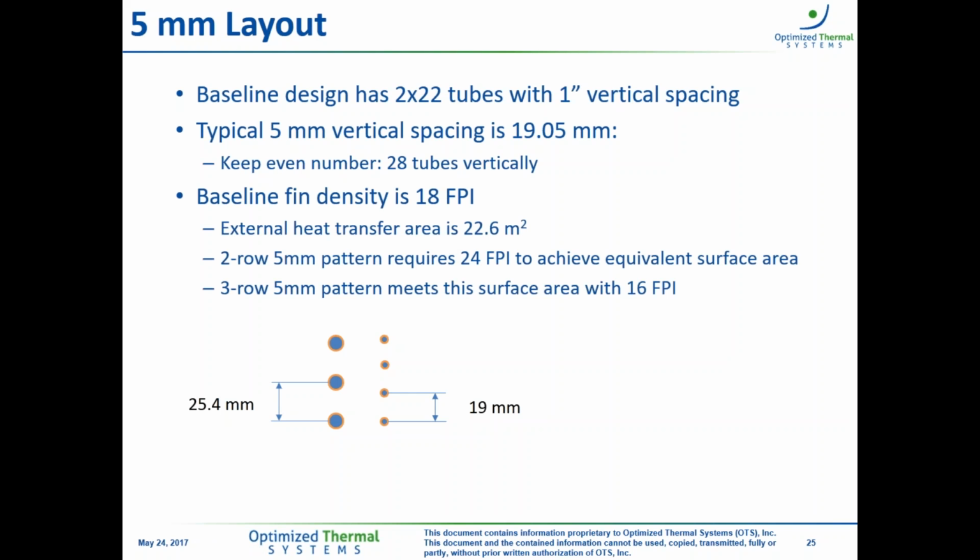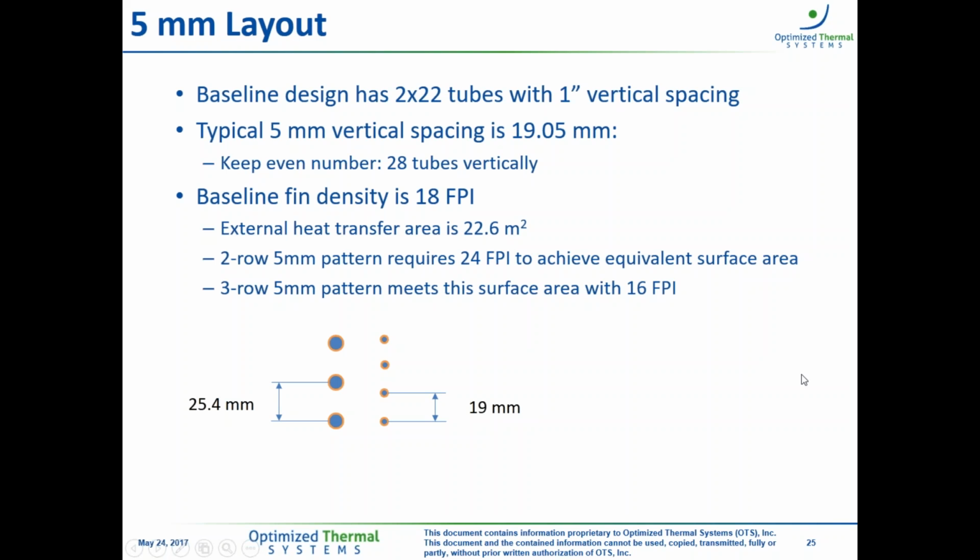And the next item we need to consider, as I mentioned before, is maintaining the surface area of the baseline design. So using Coil Designer, I was able to model and simulate the baseline heat exchanger. And I find from that calculation that there's almost 23 meters squared of surface area on the baseline coil. So if we had a 2 by 28 row 5 millimeter design, that actually requires 24 fins per inch to match the same surface area as the baseline.